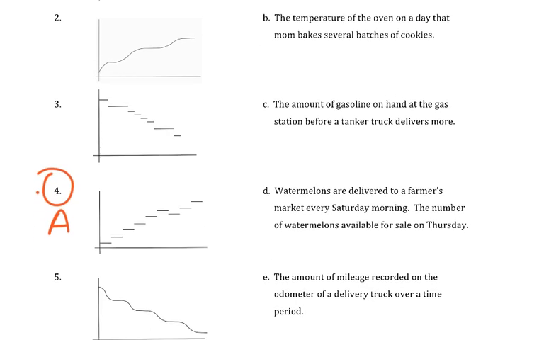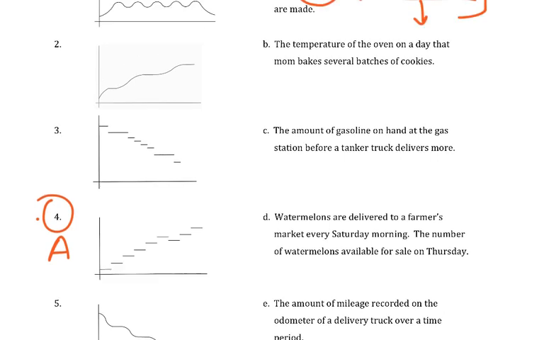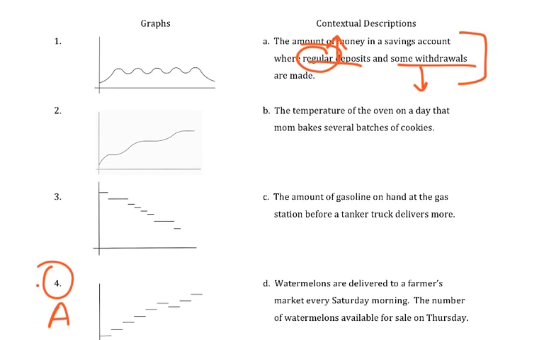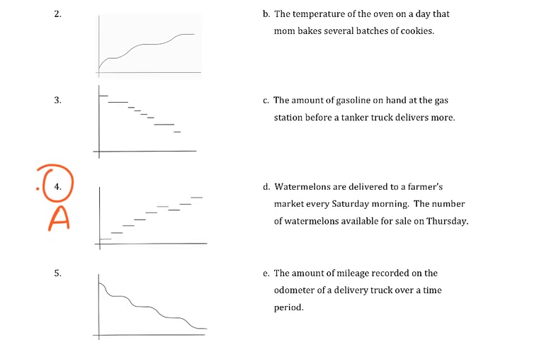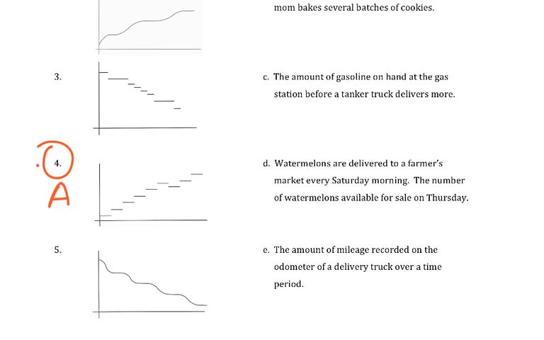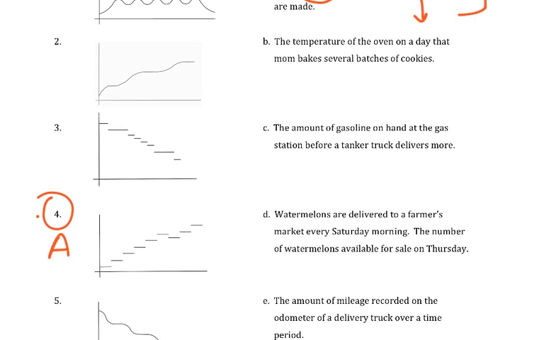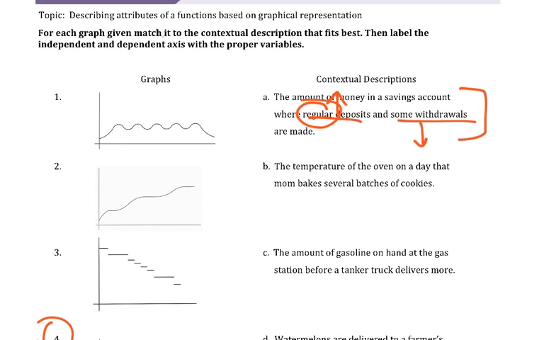Okay, B, the temperature of the oven on a day that Mom bakes several batches of cookies. So, does an oven continually get hotter and hotter? No. Does it continually get cooler and cooler? It doesn't, so it can't be going down at a regular rate, and it can't be going up at a regular rate. But as you open and close and start a new batch, it's going to adjust. So if we look at this one, you start heating it up till it hits where it needs to be. You open it up, cook, open it up, cook, open it up, cook, and so on. So number 1's got to be B.